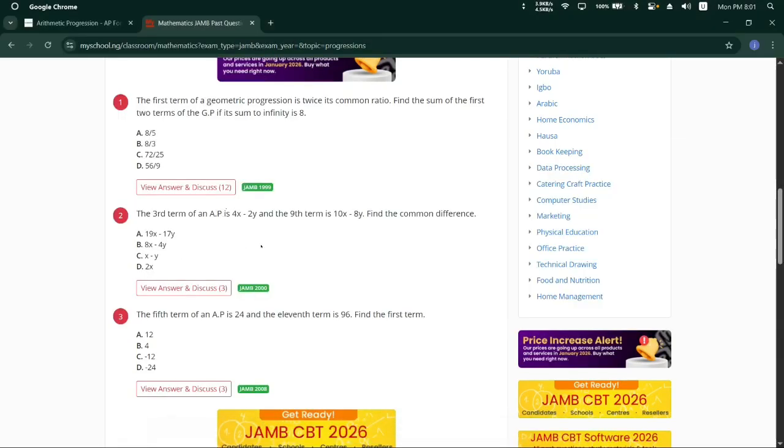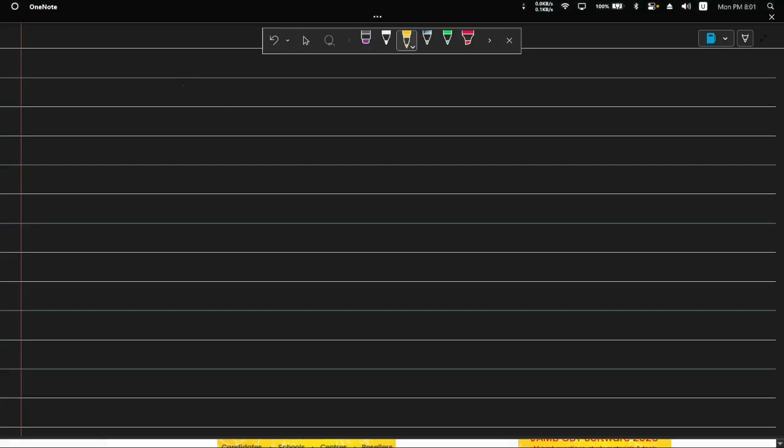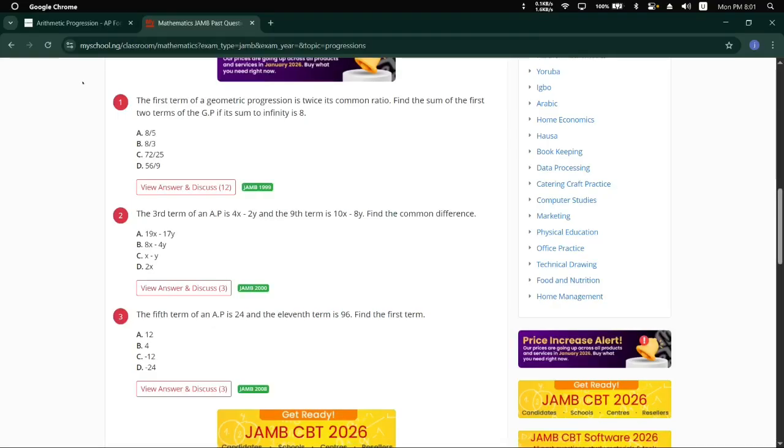It says the third term of an AP is 4x minus 2y. So we can write it down. T3 is equal to 4x minus 2y. And it says the ninth term is 10x minus 8y.